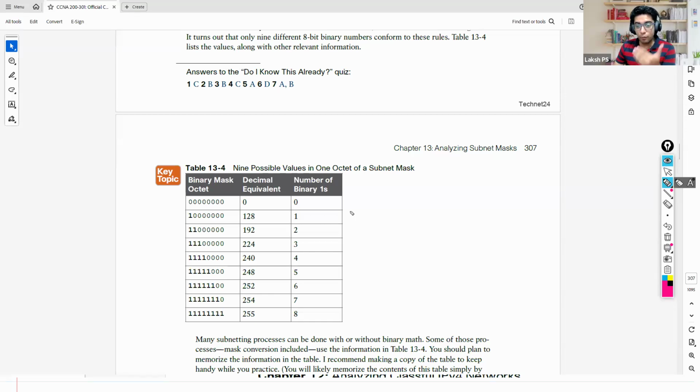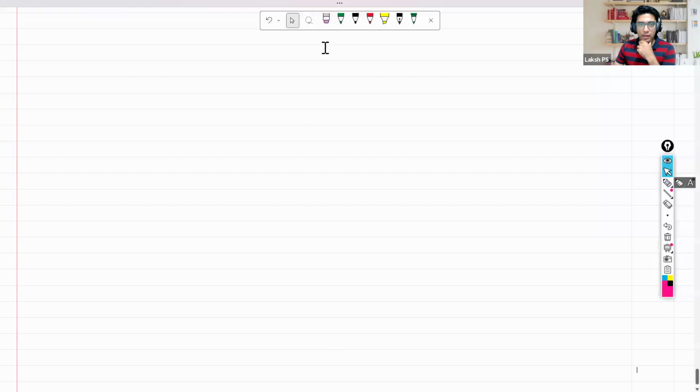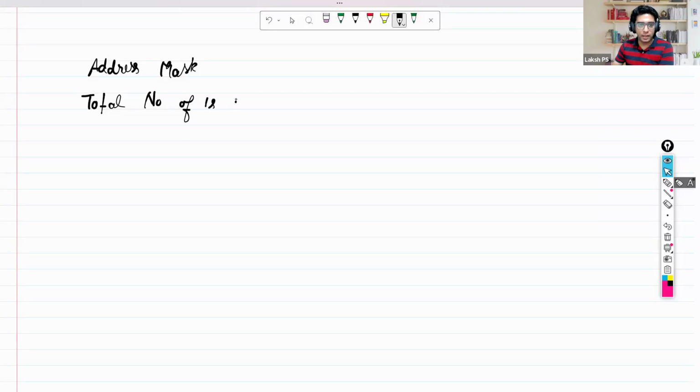The number of ones in an IP address mask, the total number of ones in an address mask, is also called the prefix length, or in short, P. Total number of ones in an address mask is also called prefix length or P.